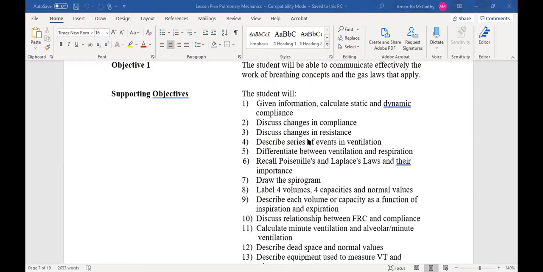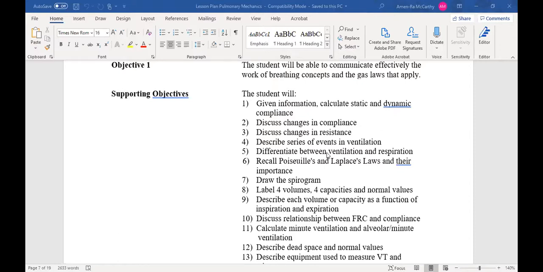You're going to be able to talk about the changes in resistance. That's going to talk about the flow through a tube, right? An airway. As air flows through the airway, it builds up resistance. And you're going to talk about that. Describe the series of events in ventilation.